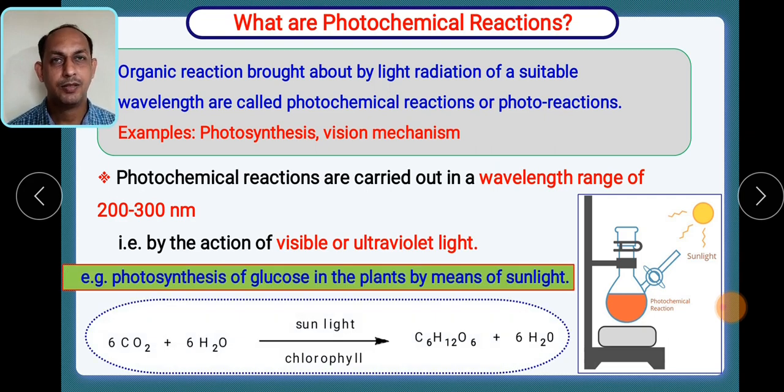If we see the natural processes in nature, plants carry out photosynthesis, in which carbon dioxide and water in the presence of sunlight form glucose. This is a natural process carried out with the help of sunlight. This is a very good example of a photochemical reaction. I hope you have understood what a photochemical reaction means. It is nothing but organic reactions brought about by light radiation of wavelength in the range of 200 to 300 nanometer.